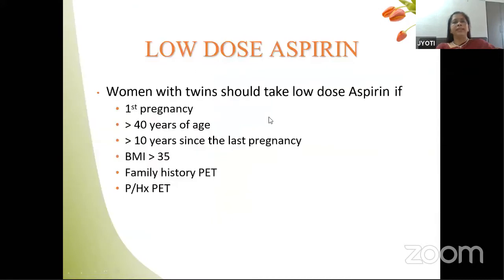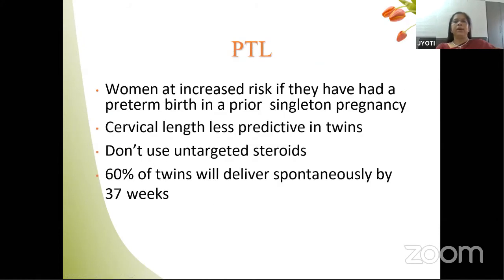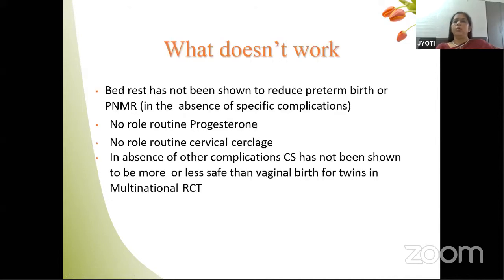Low dose aspirin is indicated in twins if it's a first pregnancy, more than 40 years old, more than 10 years since last pregnancy, BMI more than 35, family history of preeclampsia, and past history of preeclampsia. Preterm labor, we know that they have an increased risk. Cervical length is less predictive. Don't use untargeted steroids. 60% of twins deliver spontaneously by 37 weeks. What doesn't work is bed rest, no routine progesterone, no role of cerclage.